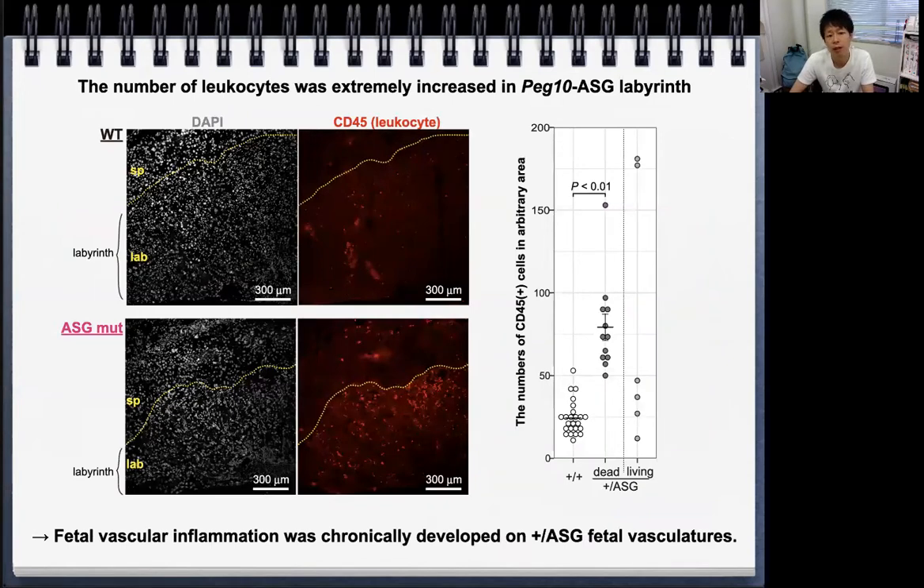Additionally, we found that the number of leukocyte CD45 positive cells was markedly increased in PEG10 mutant placentas obtained from deceased embryos. We think that this accumulation of leukocytes results from chronic inflammation of fetal vasculature. So this result suggests that severe inflammation was induced in the fetal vasculature of the mutant placenta, which then led to the development of fibrinoid necrosis-like symptoms, ultimately resulting in severe fetal damage and fetal death.